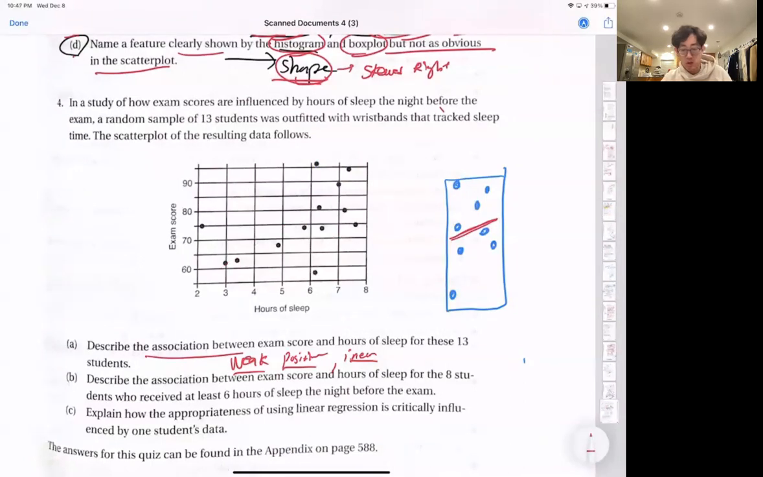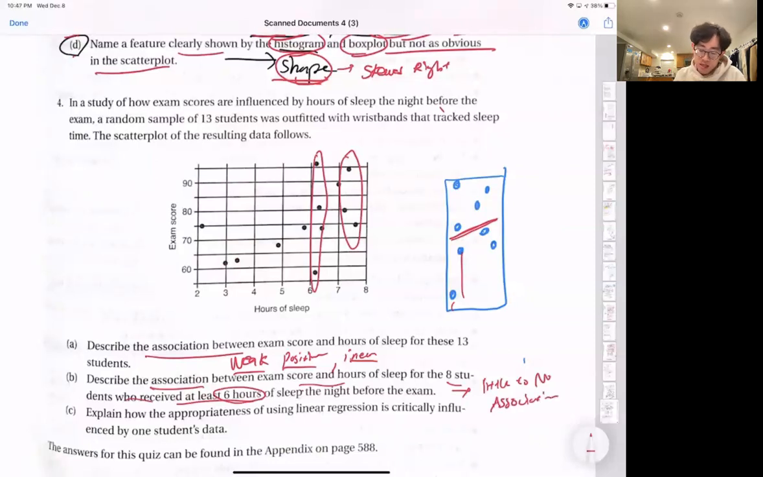Or I can just use one of those. You can use the website to plot the points approximately where they are and then see for yourself what the line is going to give you. But the association between exam scores and hours of sleep for the 8 students who got at least 6 hours of sleep, it seems like these dots are very vertically all over the place, so the X value doesn't really impact the outcome of the response variable. So there's little to no association. We don't want to say that this is a positive association because we're only going from 6 to 7. It doesn't really measure much of the X variable for us to say that, unfortunately.